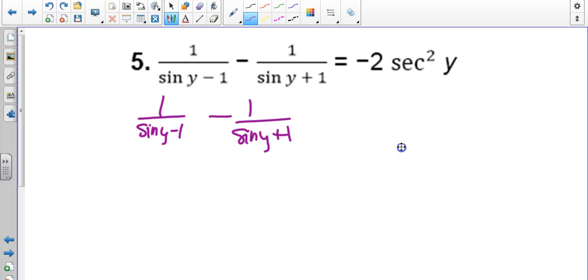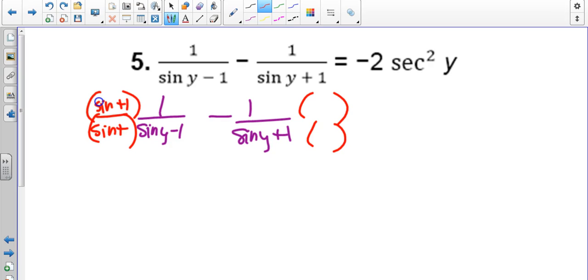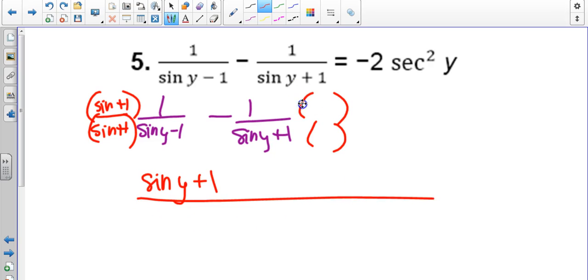We have to multiply to get a what? Common denominator. What do we have to multiply this one by? This one gets a sine plus 1. So it becomes sine plus 1 times 1, or just sine plus 1. This one has to multiply by a sine minus 1.